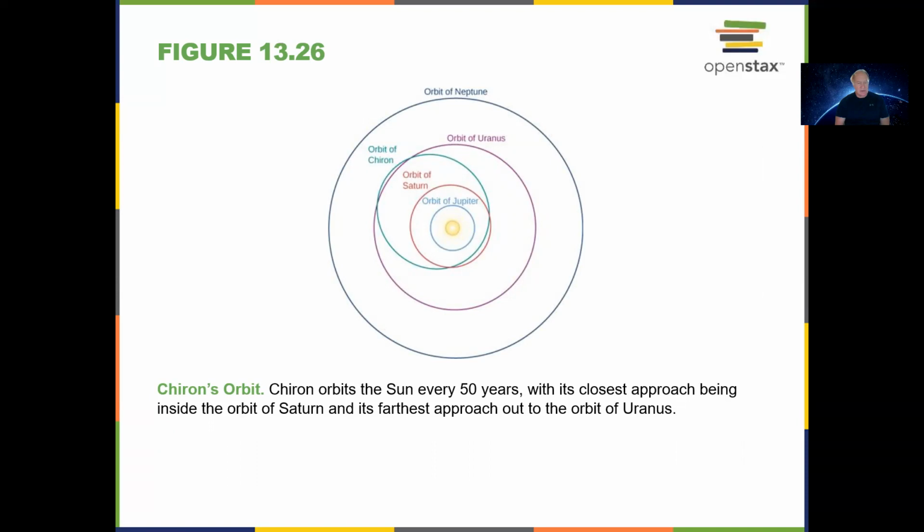Here shows Chiron's orbit around the sun every 50 years, with its close approach being inside the orbit of Saturn, and its furthest approach out to the orbit of Jupiter.